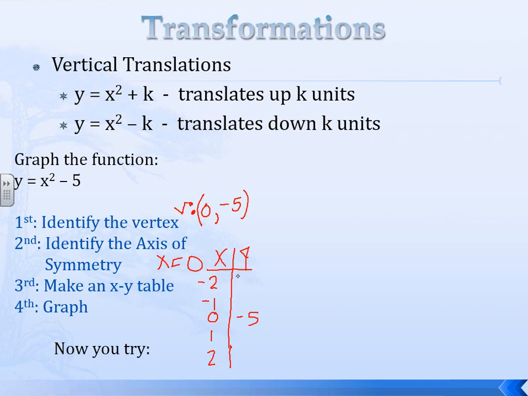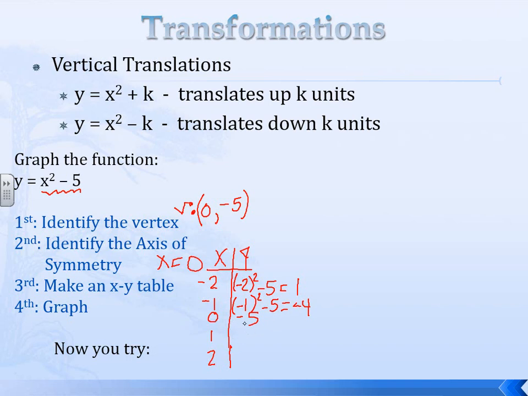So we plug into our equation back up here, x squared minus 5. So what we'll get is -2 squared minus 5. And that's going to equal 1, because -2 squared is 4, and then 4 minus 5 is 1. Then we do -1 squared minus 5, which will equal -4, because -1 squared is 1, 1 minus 5 is -4.